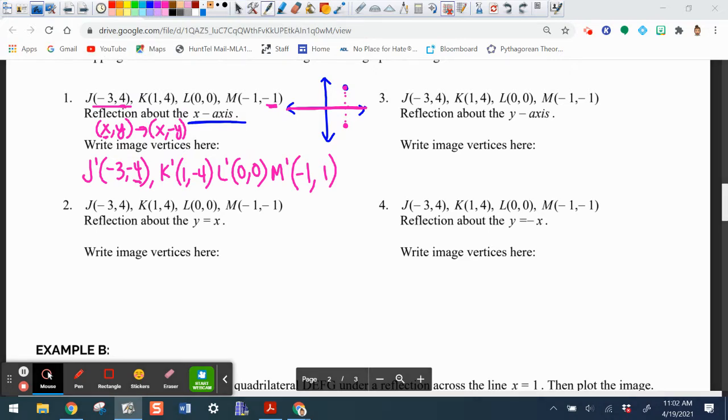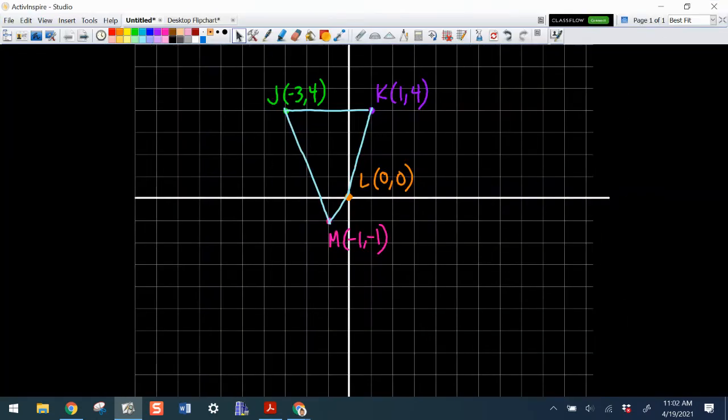Now let's look at item 2. We have the same set of coordinates, but now we're asked to reflect it about the line y equals x. Now I had a lot of students ask me what the line y equals x is. So let me show it to you on a graph.